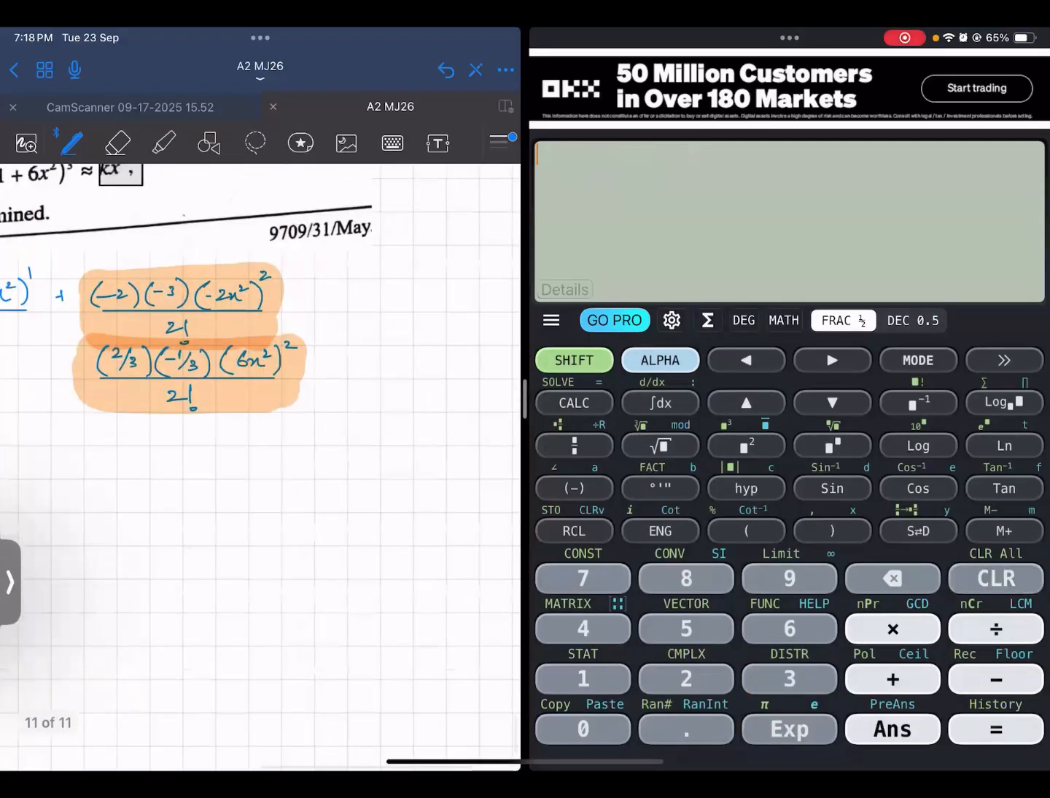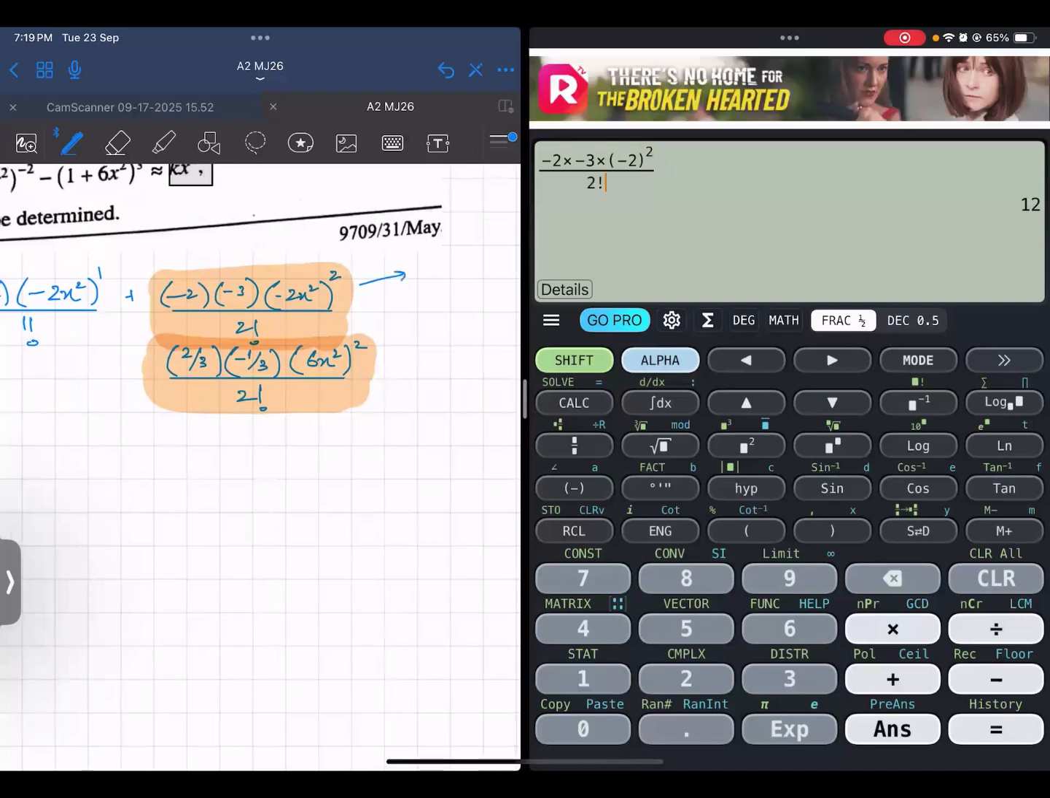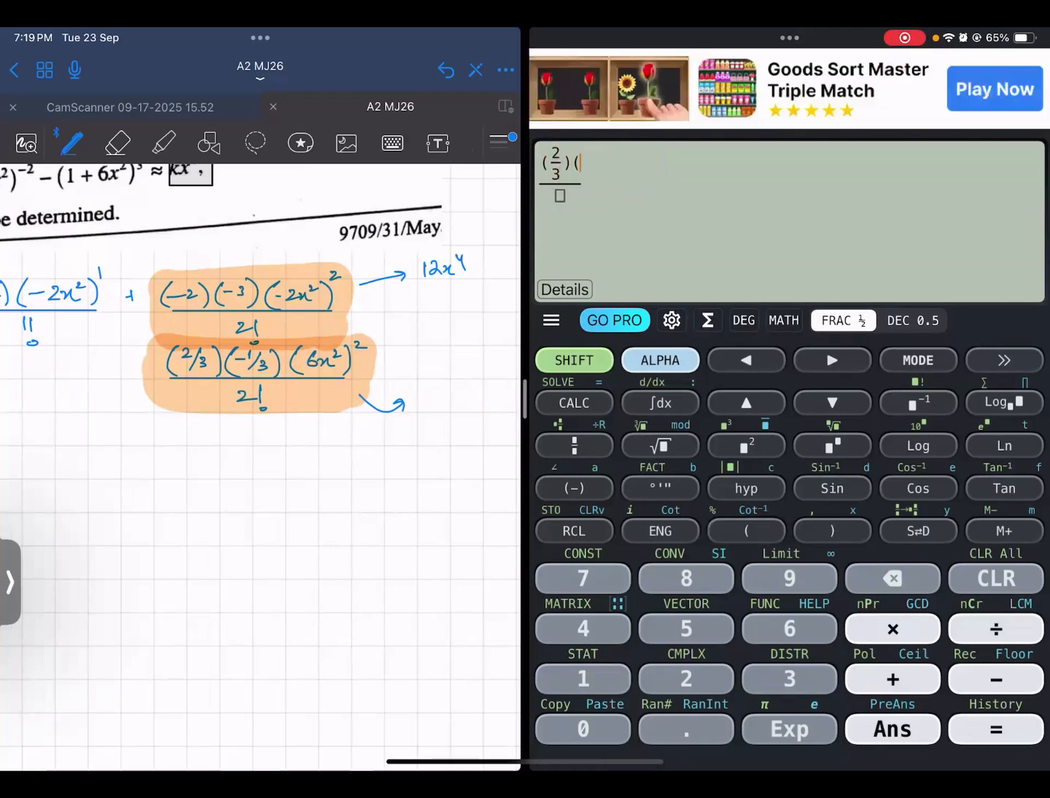So you will get minus 2 times minus 3 times minus 2 squared upon 2 factorial. So this is giving you 12x power 4. And this is 2 upon 3 times minus 1 upon 3, multiplied by 6 squared upon 2 factorial. So this is minus 4x power 4.